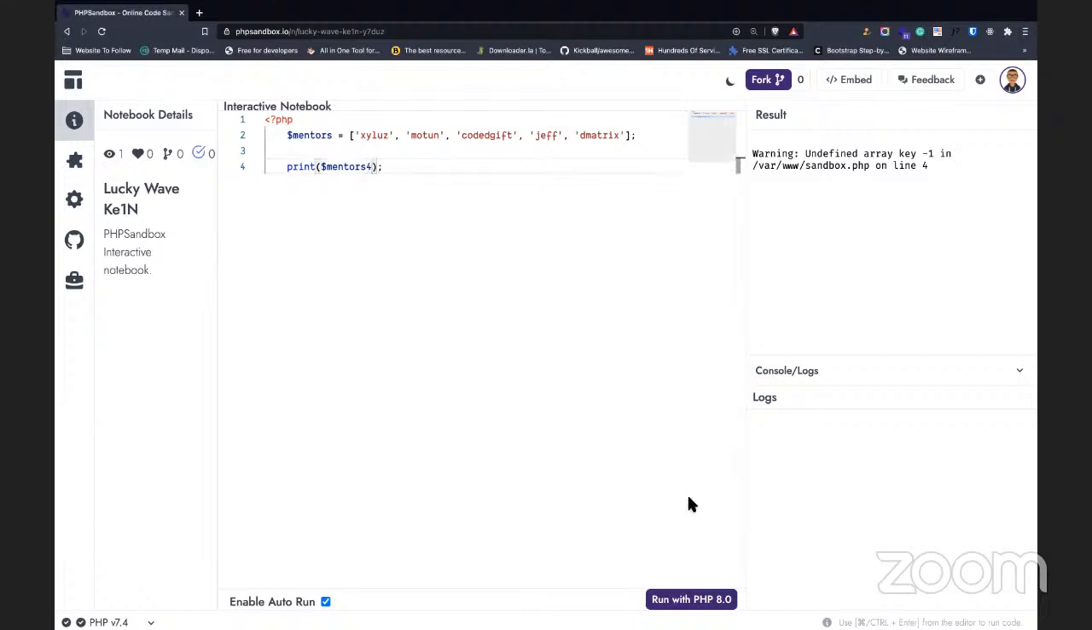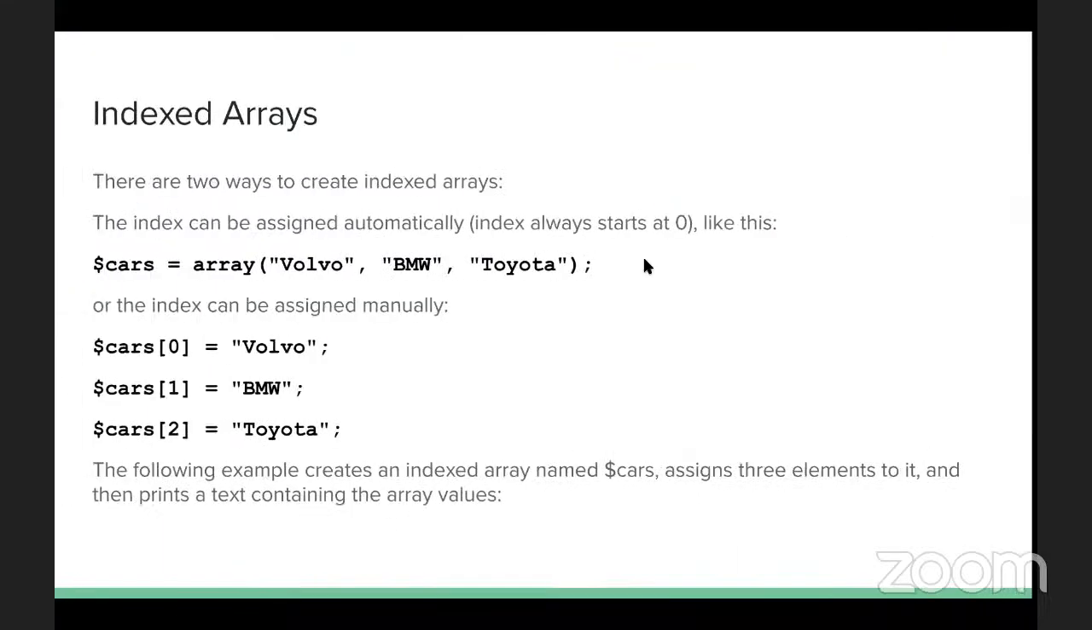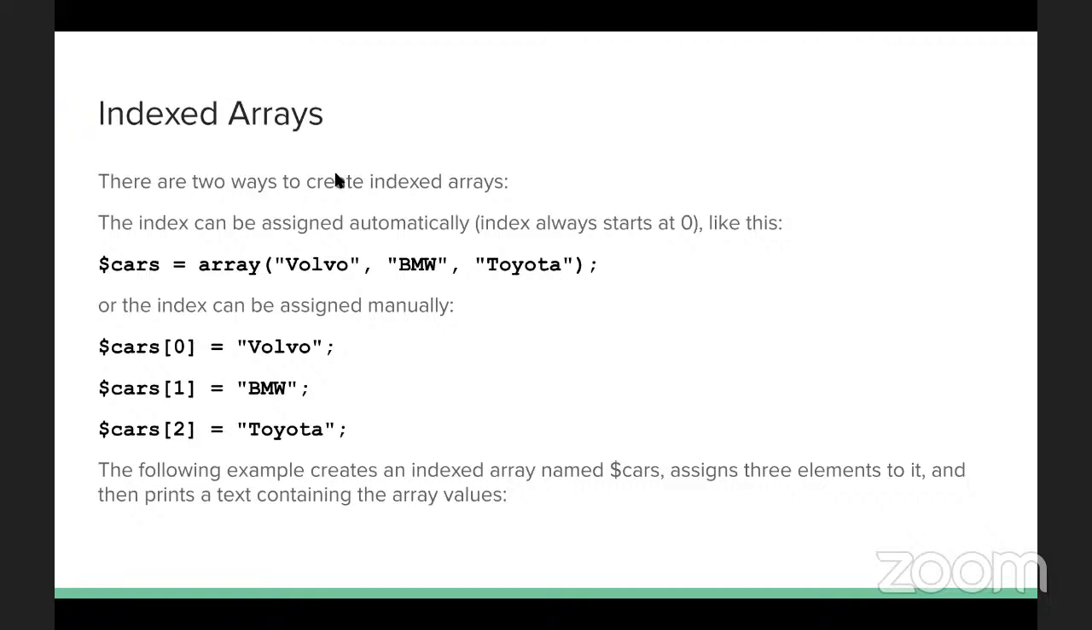Sorry, that is 4. Yeah, so I have the matrix. I can get the matrix. So this is basically what index arrays are. We get them based on their index, that is 0, 1, 2. And remember, you always start from 0. There's nothing like starting from 1.